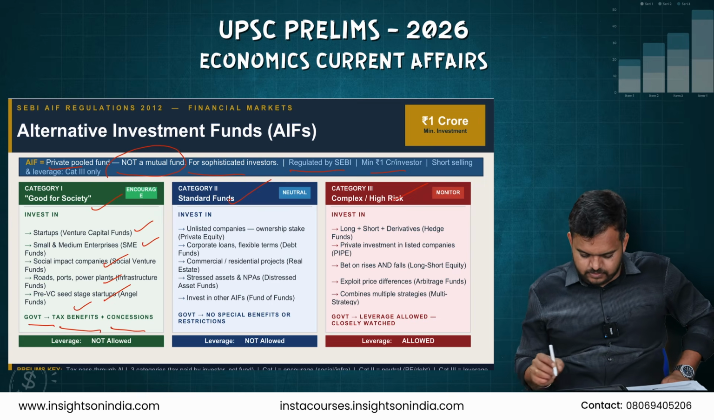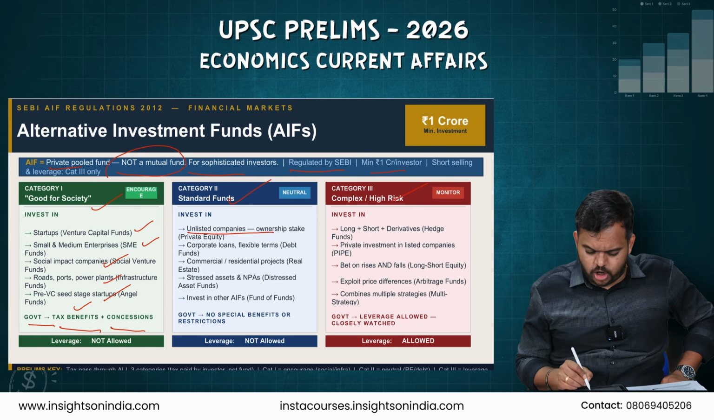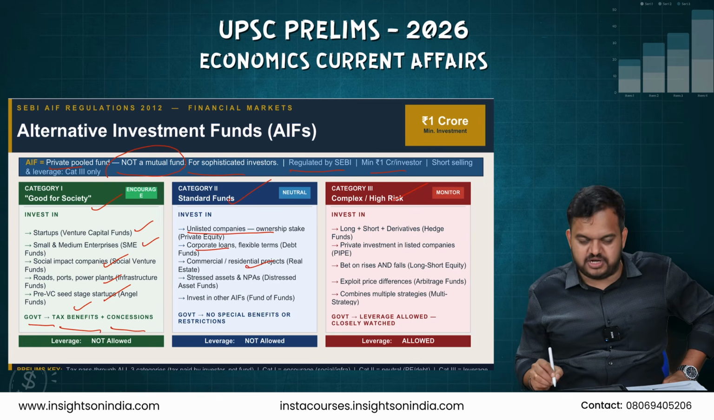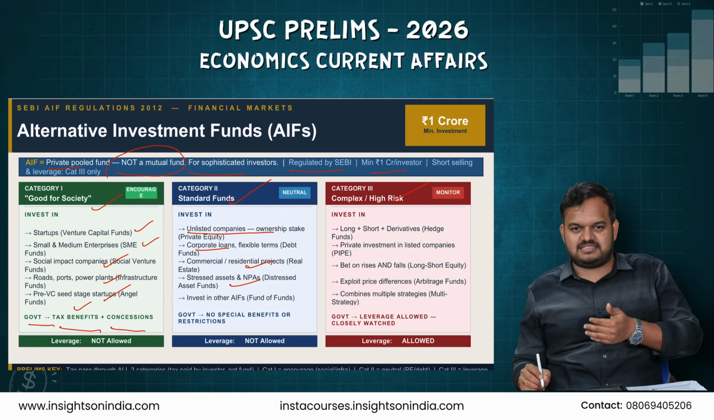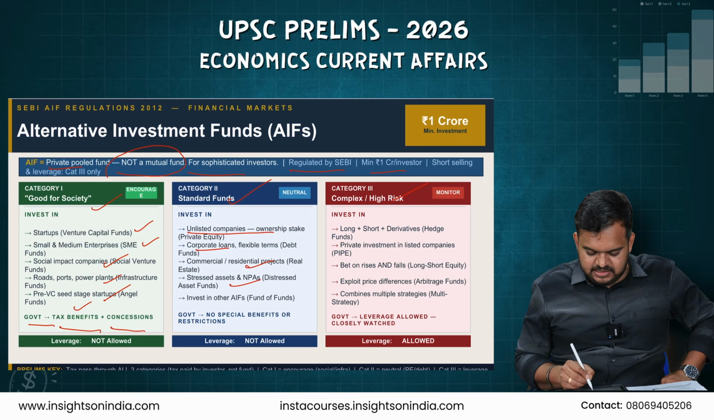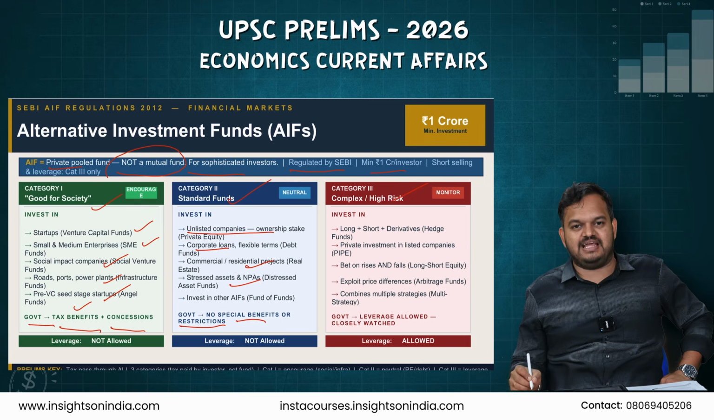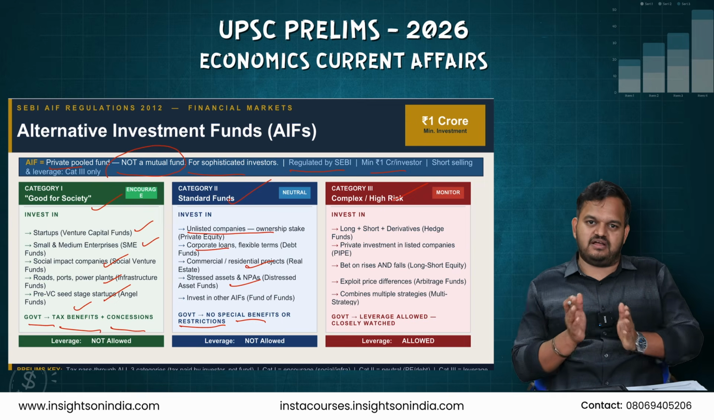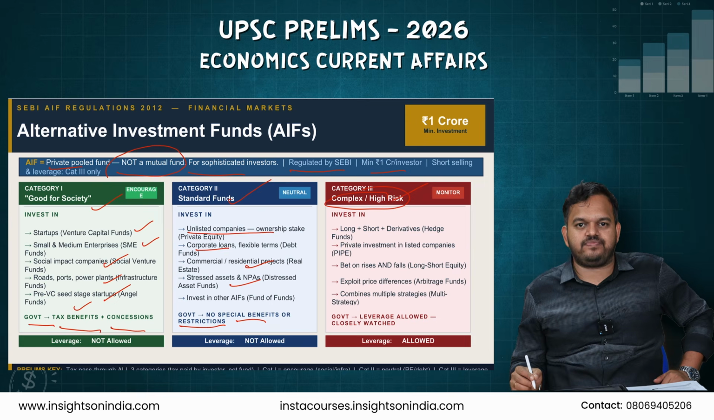Category 2, unlisted companies. Corporate loans, commercial, residential projects, stressed assets, etc. There is some expectation of a good amount of profit. Government neither imposes any restriction nor provides any special benefit, kind of neutral. Category 3 is a high risk fund.